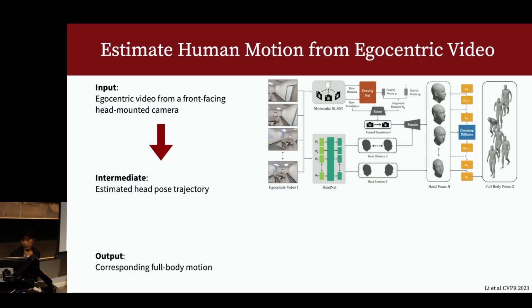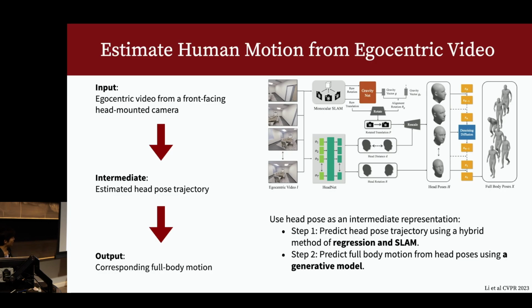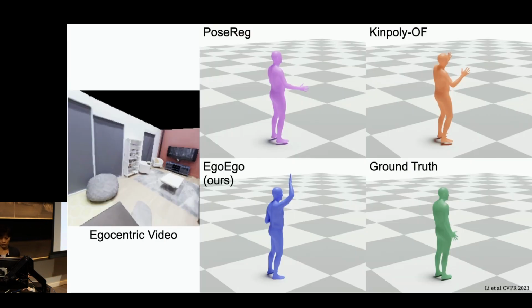And the second stage goes from the head trajectory to the full body motion. And now because both input and output are in the 3D world, we have a lot of data. We can bypass this correspondence between video and 3D data. And now we have a lot of data, we could train the diffusion model just fine.